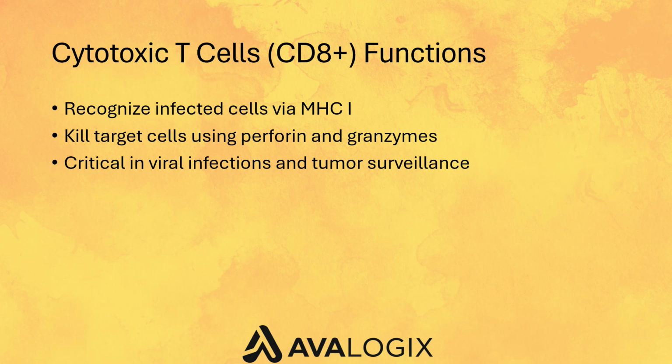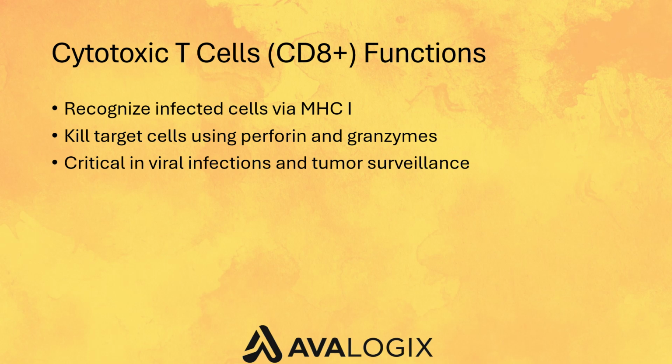They recognize antigen fragments presented by MHCI molecules, which are expressed on almost all nucleated cells. When a cytotoxic T cell identifies an infected or cancerous cell, it releases perforin, which forms pores in the target cell membrane, and granzymes, which enter through these pores and induce apoptosis, programmed cell death. This targeted killing eliminates the pathogen's cellular niche without triggering widespread inflammation or damaging neighboring healthy cells.